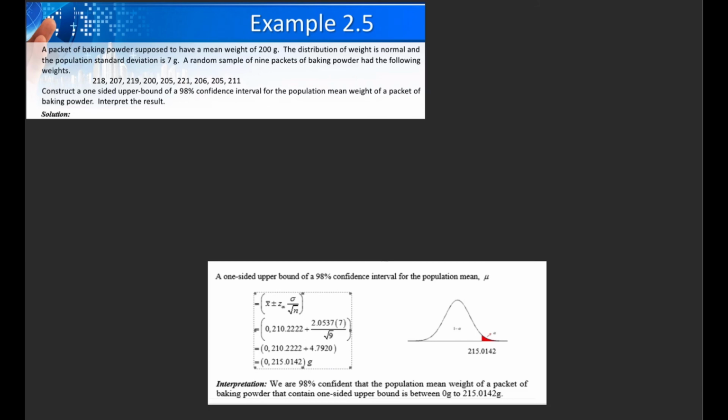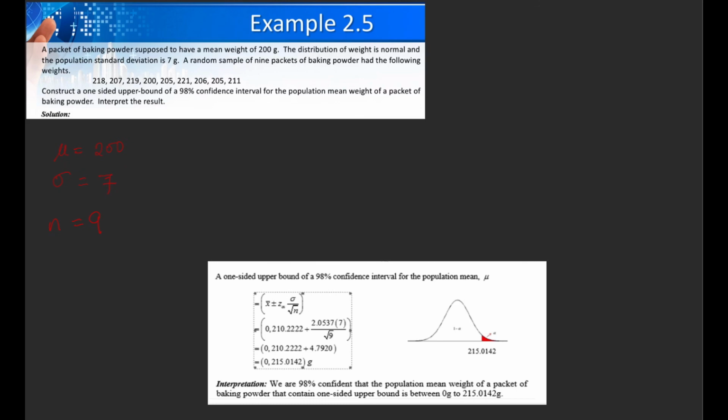How do you know that your question is one-sided? You have to read the question carefully. They have mentioned there that a packet of baking powder is supposed to have a mean weight of 200 gram. The distribution of weight is normal and the population standard deviation is 7 gram. So you have here mu equals 200, the distribution of weight is normal and the population sigma is 7. A random sample of 9 packets is taken, and they had the following weights.